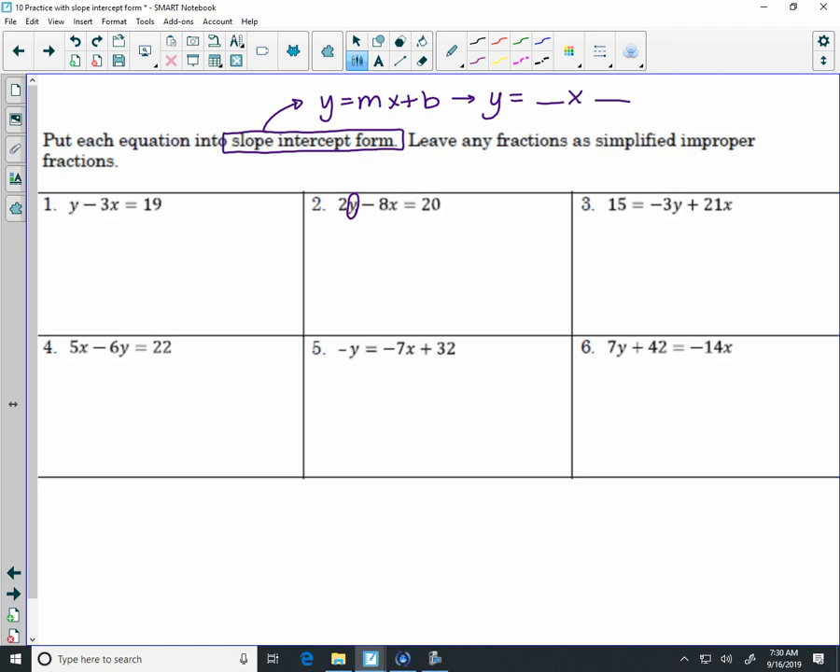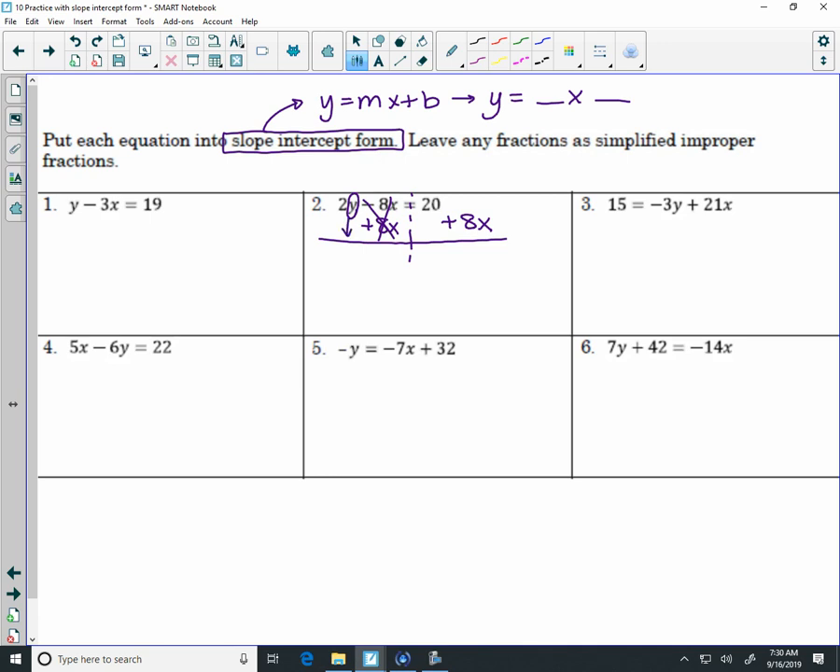I'm going to circle my y. I'm going to split my equal sign, and I'm going to move that 8x over. It's a minus, so that means I'm going to add it over. Remember, we don't want to break that couple up. If we divided by 8, we would be breaking up the 8 and the x. We want the 8 in front of that x.